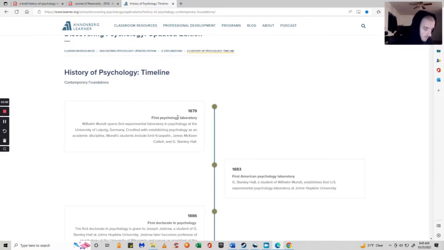In 1864, Wilhelm became the associate professor for anthropology and medical psychology at Heidelberg University. He was able, at this time, to write and publish the Principles of Physiological Psychology, which was published in 1874. There are central themes to his work that went on to influence other psychologists such as Emil Kraepelin, James McKeen Cattell, and G. Stanley Hall.